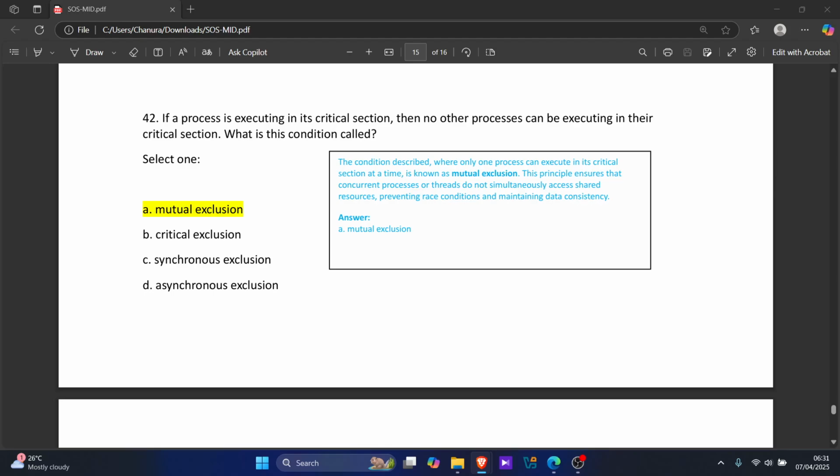The condition described, where only one process can execute in its critical section at a time, is known as mutual exclusion. This principle ensures that concurrent processes or threads do not simultaneously access shared resources, preventing race conditions and maintaining data integrity. Answer: A. Mutual exclusion.